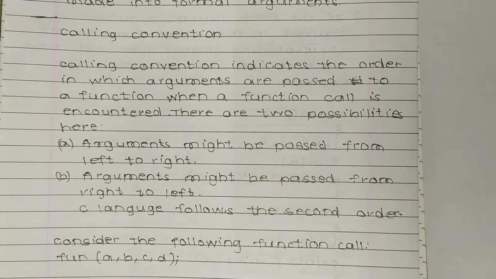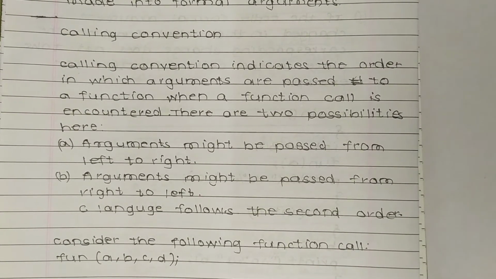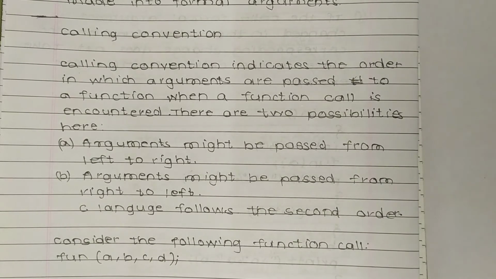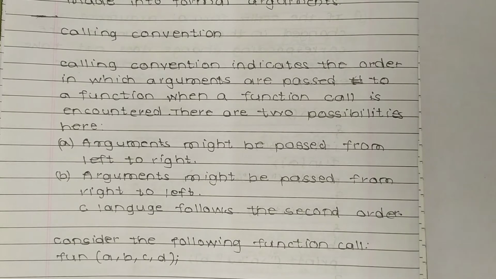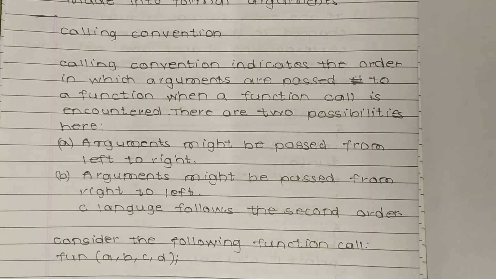Calling convention. Calling convention indicates the order in which arguments are passed to a function when a function call is encountered. So it is basically an order in which arguments are passed to a function. There are two possibilities here.